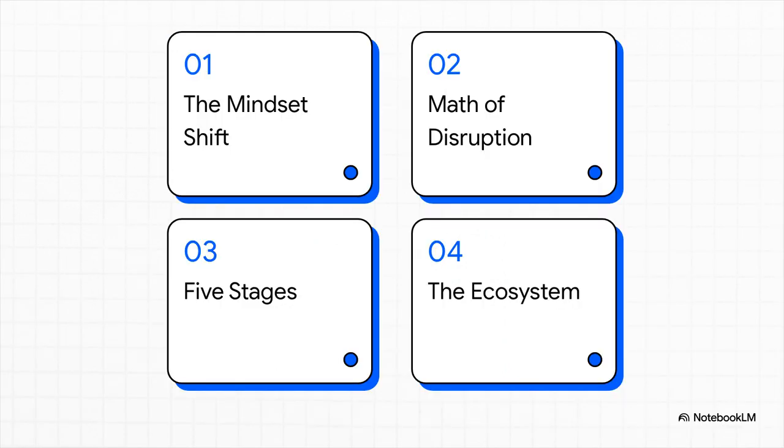To build our expertise today, we're tackling a quick four-part agenda. First, the mindset shift. Second, the math of disruption. Third, the 5 stages of vulnerability. And finally, the interconnected ecosystem. By the end of this, you'll have the theoretical tools you need to diagnose structural weaknesses in real-world case studies.